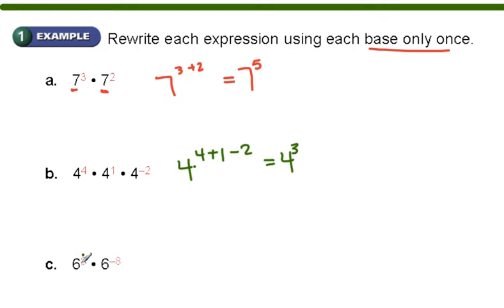C, we have 6 to the 8th times 6 to the negative 8. So our base is 6, and we have 8 plus negative 8. Well, 8 and negative 8 are inverse values. They're opposite. So this gives us 6 to the 0, and anything raised to a 0 power is 1. Okay, so you could have it written like this, or you could just have it written like that. I accept both.